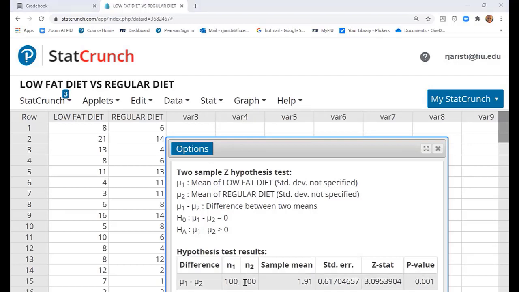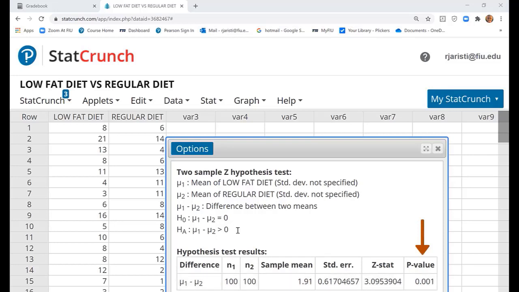We have 100 observations for each sample. That is the difference of the two sample means. That is the standard deviation of all differences, when we take two samples, the differences of all two possible samples selected from both diets. And this is the z-score of this value. And this one is the p-value.